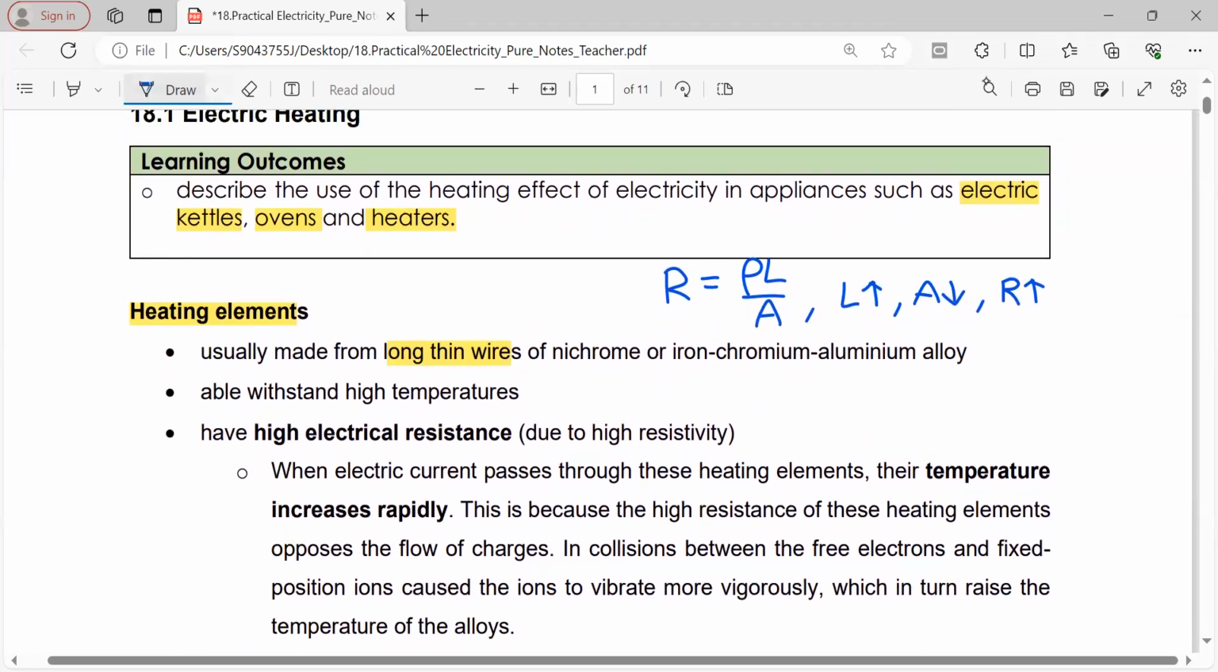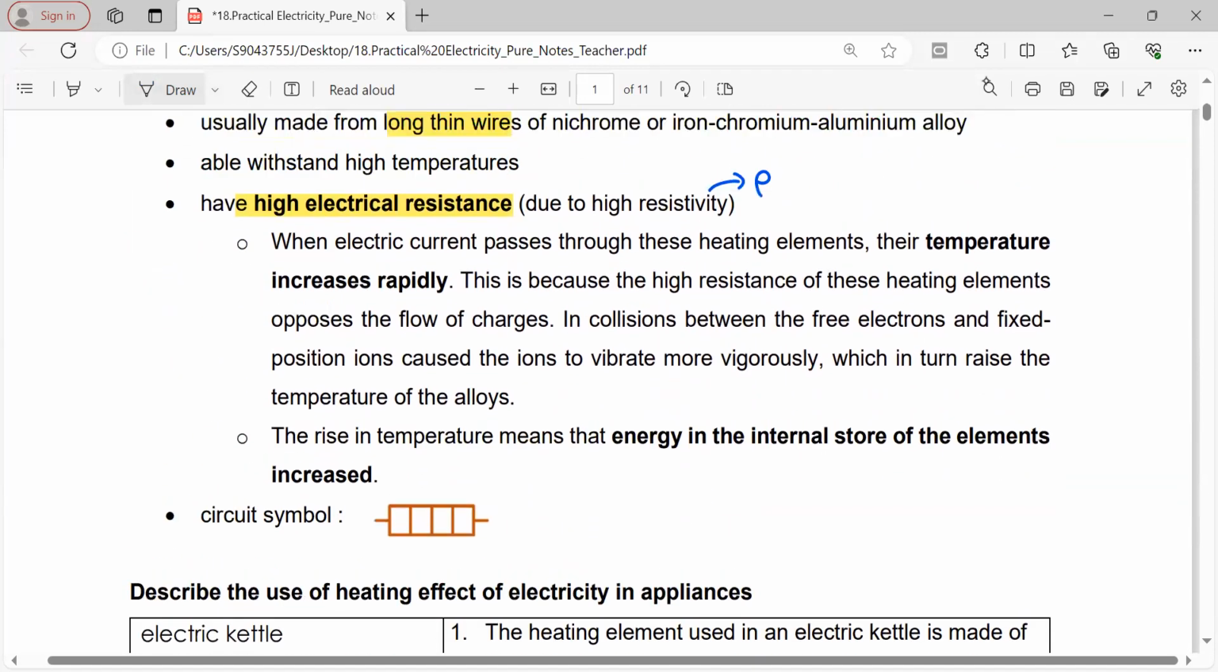These heating elements usually have very high electrical resistivity. So the symbol is rho. The symbol for a heating element looks like this: one line with 4 squares side by side.